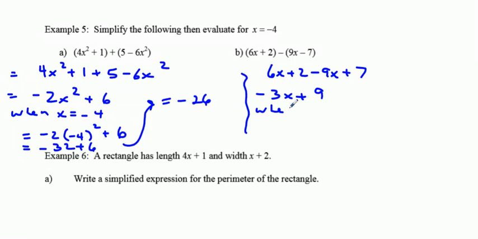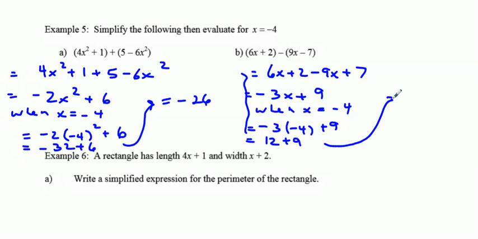And when x equals negative 4, I would get negative 3. Sorry, it would equal negative 3. I should have my equal signs. I'm bad for that. I'm sorry. This should be negative 3 times negative 4 plus 9. Negative 3 times negative 4 is 12 plus 9. And that is equal to 21.